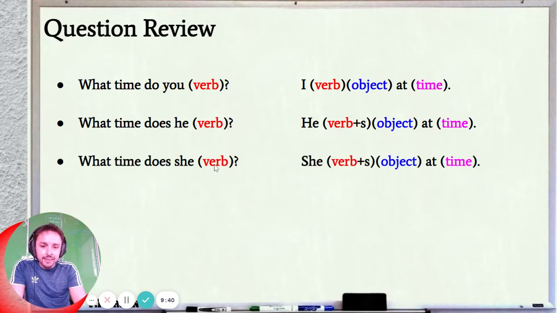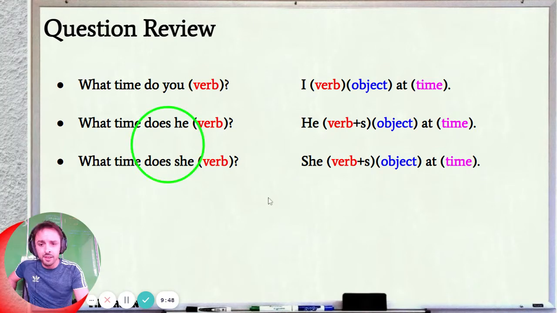What time does she eat dinner? She eats dinner at 6 o'clock. And remember, if it's he or she, you say does, not do. And remember, if it's he or she, you have to add S to the verb.